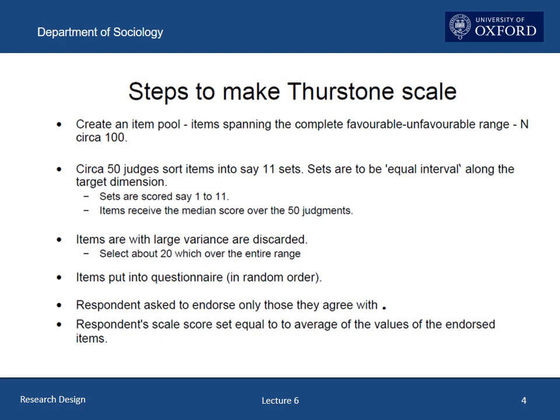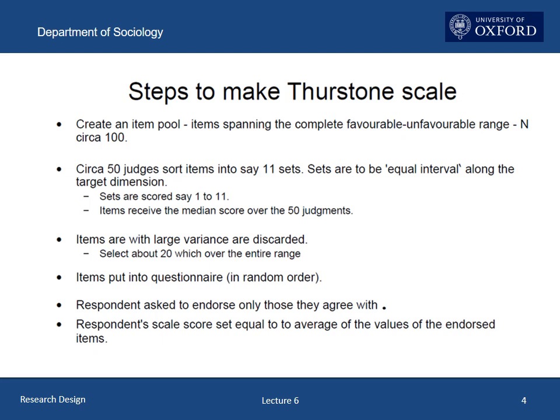Next, each of the sets is scored, say with an integer value indicating their rank order from 1 to 11. Individual items will then receive the median score, with the averaging being over the rankings of the 50 judges. Naturally, there will be some items about which there is a lot of disagreement between the judges. In that case, the variance of the scores will be large. These items are discarded.